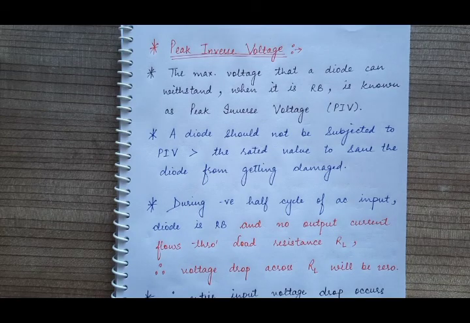So it is the maximum voltage that any diode can tolerate or withstand without breaking down when it is reverse biased. Without breaking down, if any diode can withstand any value of voltage, then that maximum value of voltage is known as peak inverse voltage or PIV.